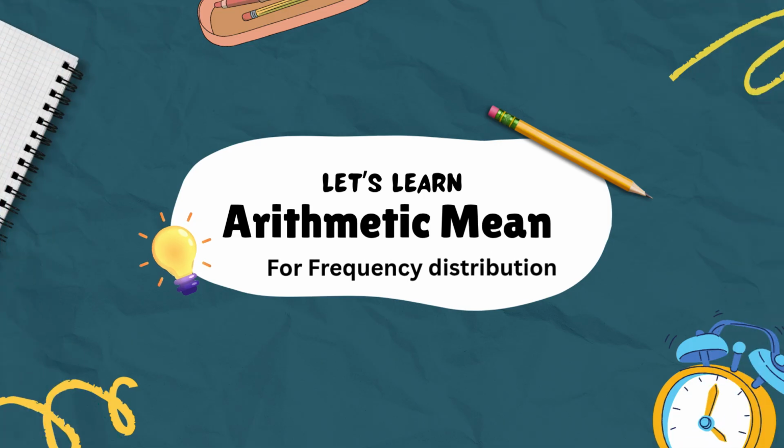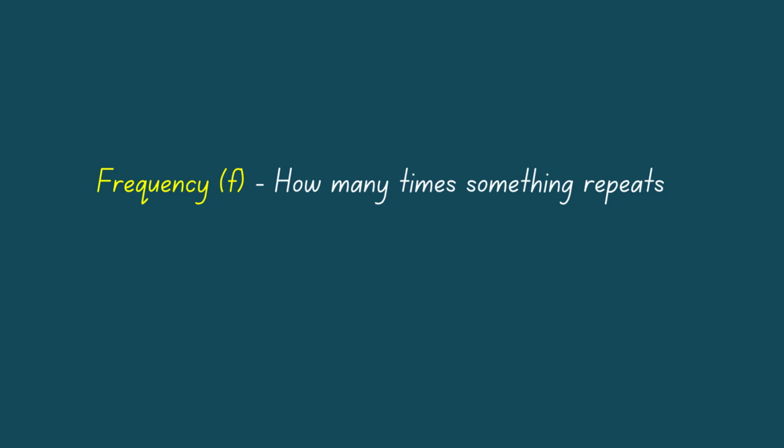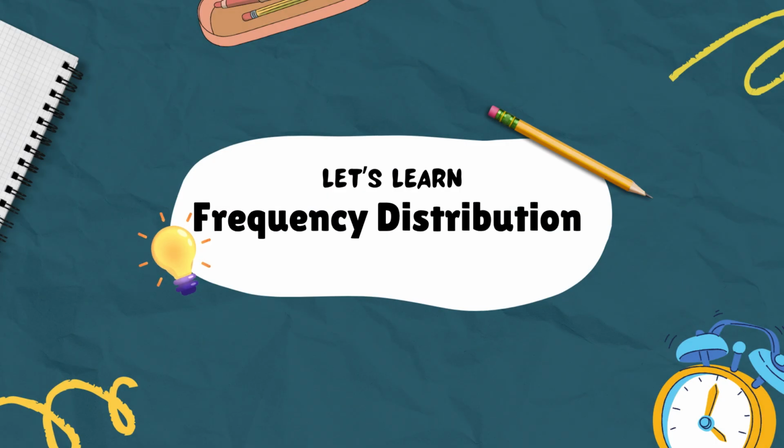In our last video, we learned how to calculate arithmetic mean when frequency is given. Let's quickly revise what is frequency. Frequency means how many times something repeats. In this video, we learn how to make a frequency distribution table. So, what is a frequency distribution table?